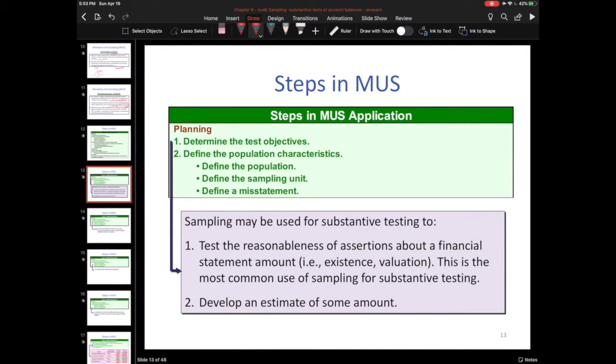And I was saying most commonly it's AR existence. That was certainly what I most commonly saw in practice. But you can test other things with this. Your book talks about other examples, like you can test things like inventory valuation. So it's not exclusively AR existence. That is just the most common one and the one I tended to see in practice.